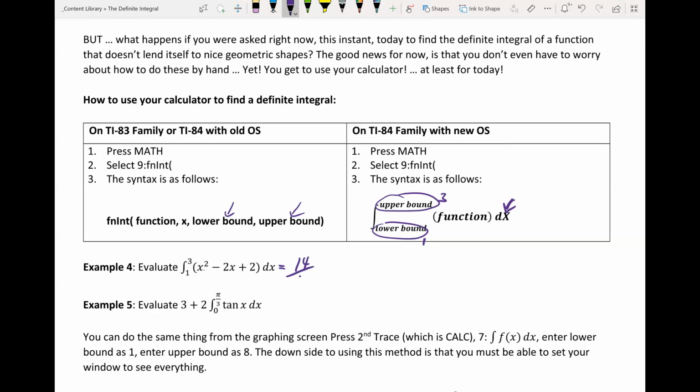So you just plug and chug into your calculator to figure this out. This first one is 14 over 3. And this next one, you're just going to do 3 plus whatever number you found. But altogether it should be 4.386.